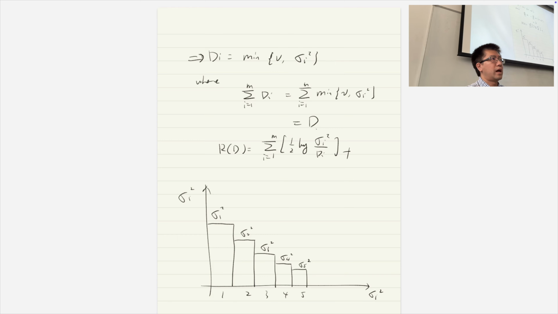Now we have a nu. Let's pick a nu at an interesting point, maybe here. That's our nu. So what does that tell you? For the first one, sigma i is bigger than nu. So then the distortion would be what? Nu. And so the distortion will be here.